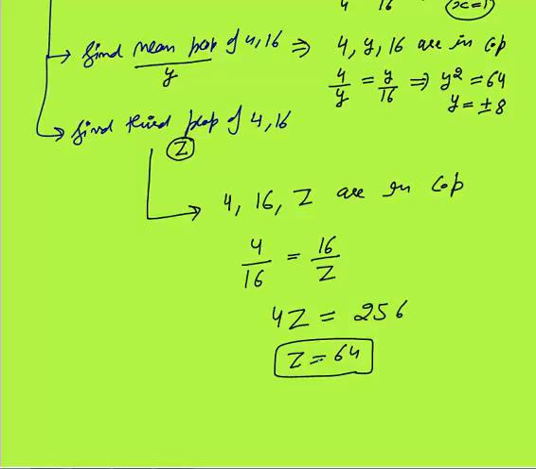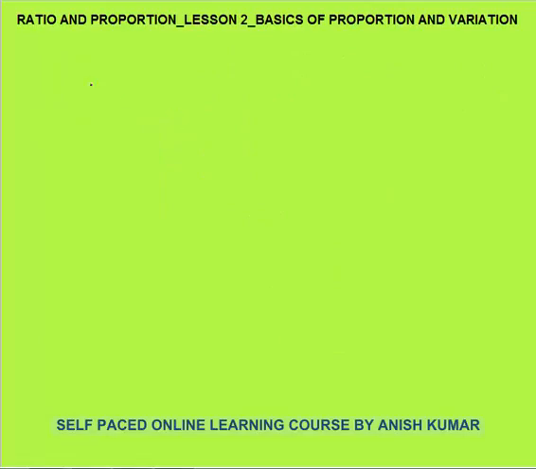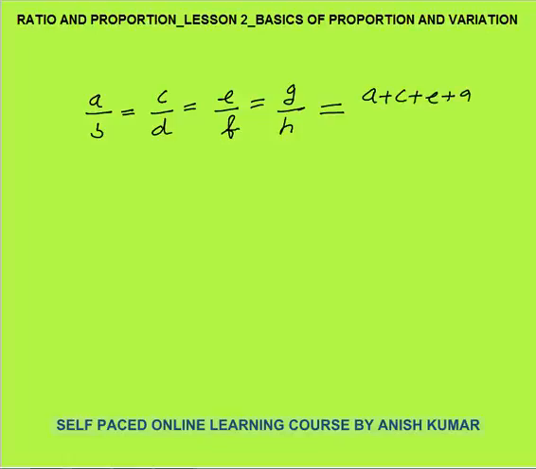Next concept is if I say a by b equals c by d equals e by f equals g by h. These four ratios are equal. You can say this will be equal to a plus c plus e plus g divided by b plus d plus f plus h.